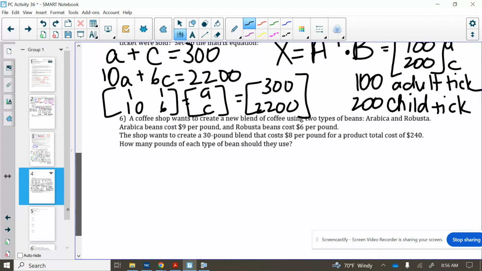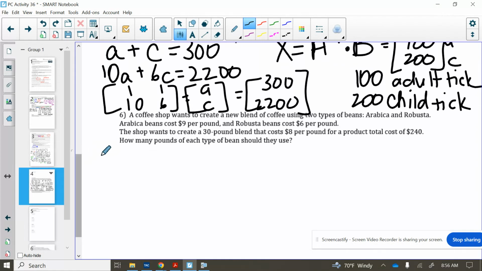All right, this last one is talking to you about creating a blend of coffee beans, similar to the ticket problem. You want to set up your system of equations, your eventually matrix, and then solve. You can use, again, to solve for variable x, A inverse times B.